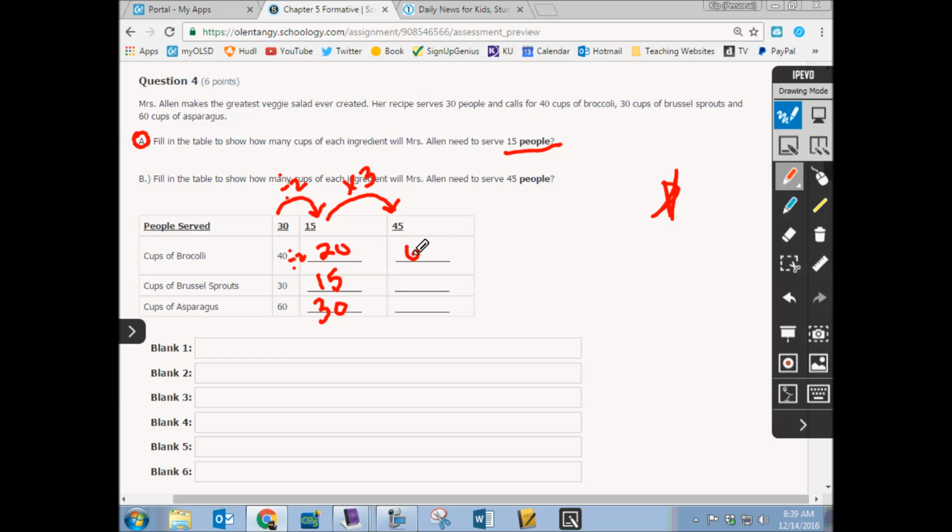20 times 3 is 60. 15 times 3 is 45. 30 times 3 is 90. Does everybody see how we did that? Very simple, actually. That is learning target number 1.